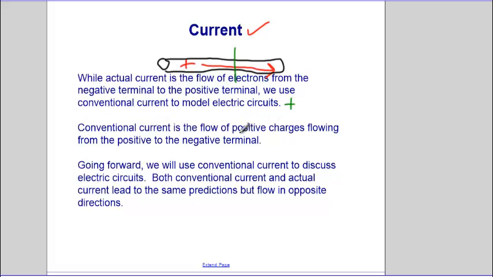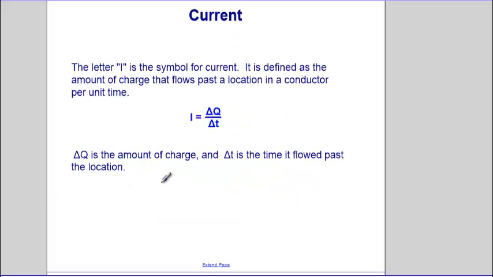Conventional current is the flow of positive charges flowing from positive to the negative terminal. And going forward, we'll use the conventional current when we discuss electric circuits, and it's the opposite of the actual flow of charge, or the opposite of the flow of electrons.